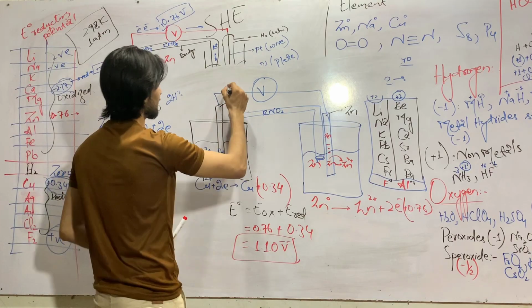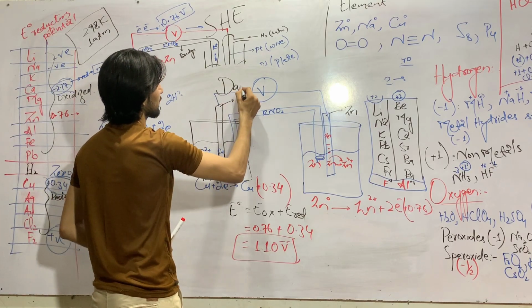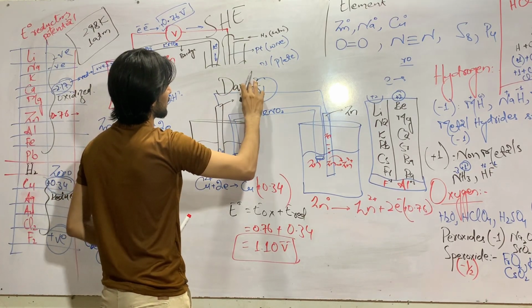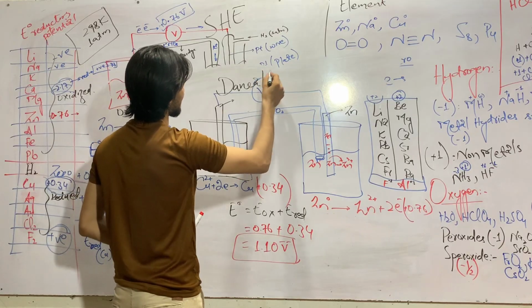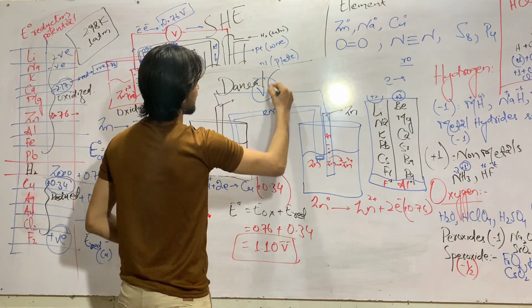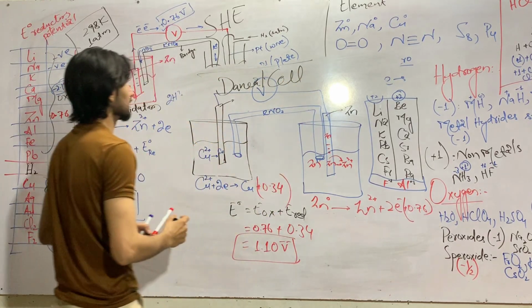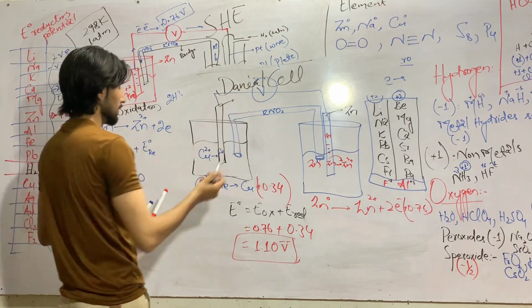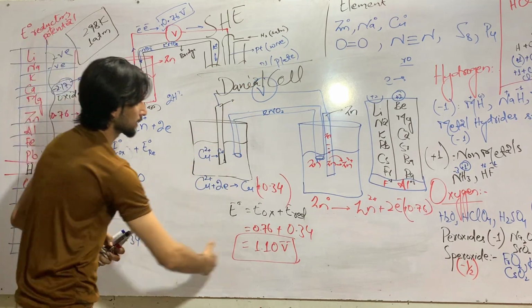This is called Daniell, whatever the name must be, forgive me. So this is the Daniell cell, and this is its potential.